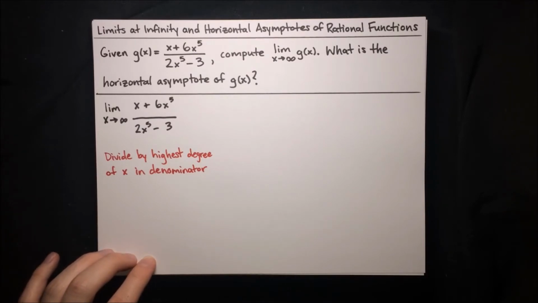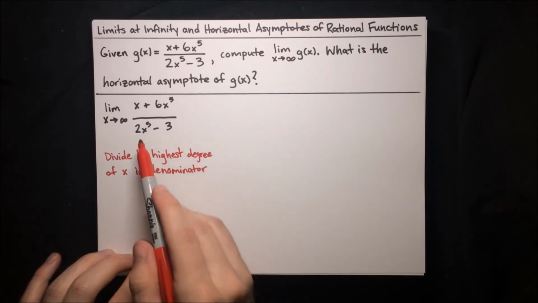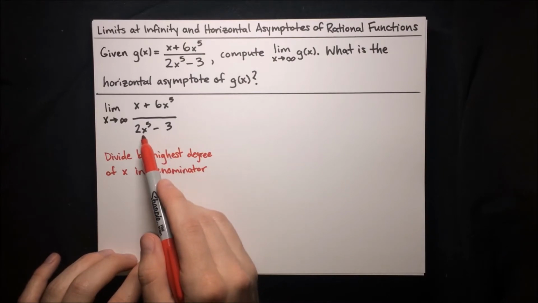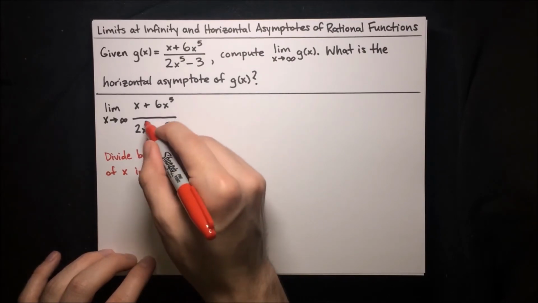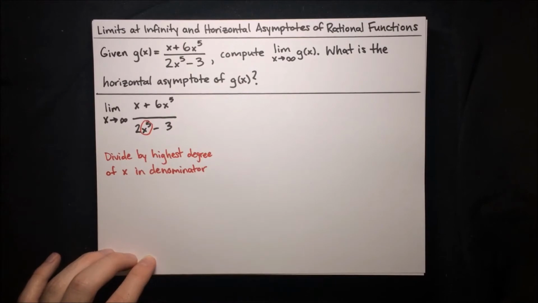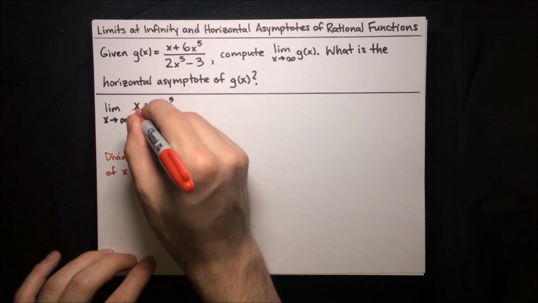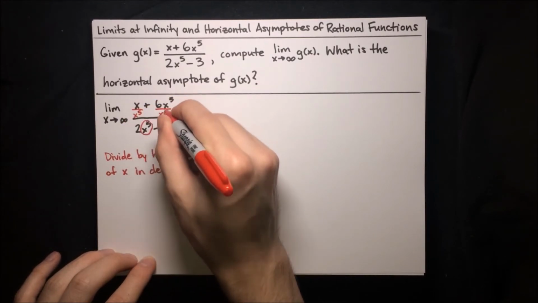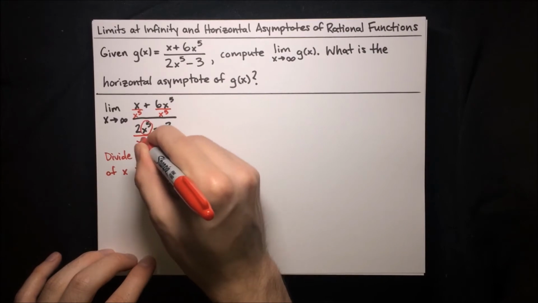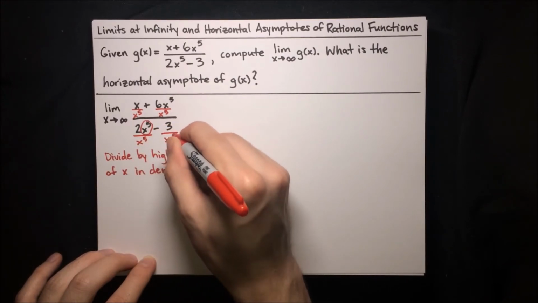Alright, so looking at our limit, what is the highest degree of x in the denominator? Well, in the denominator, there's just two terms here, and only one of them actually has an x, the other one's just a constant, so it's got to be x to the fifth. That is the highest degree of x in the denominator. So we're going to divide both the numerator and the denominator of the fraction by x to the fifth, and ultimately that just amounts to dividing each term in the numerator and the denominator by x to the fifth. So we can just write each term over x to the fifth. Do that for all of the terms.